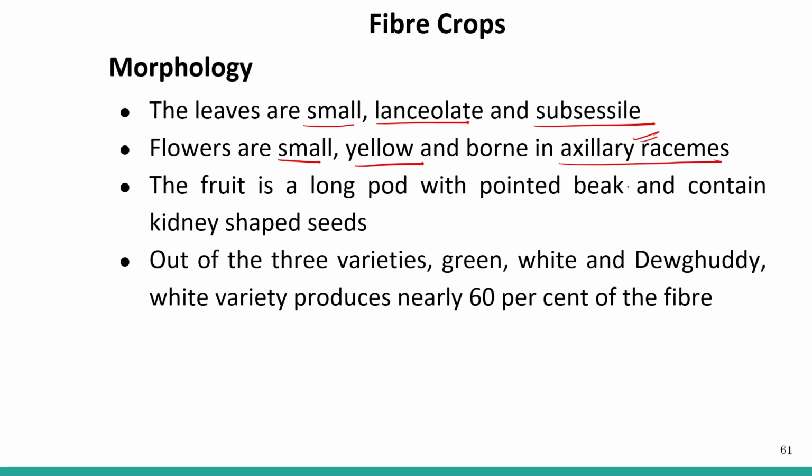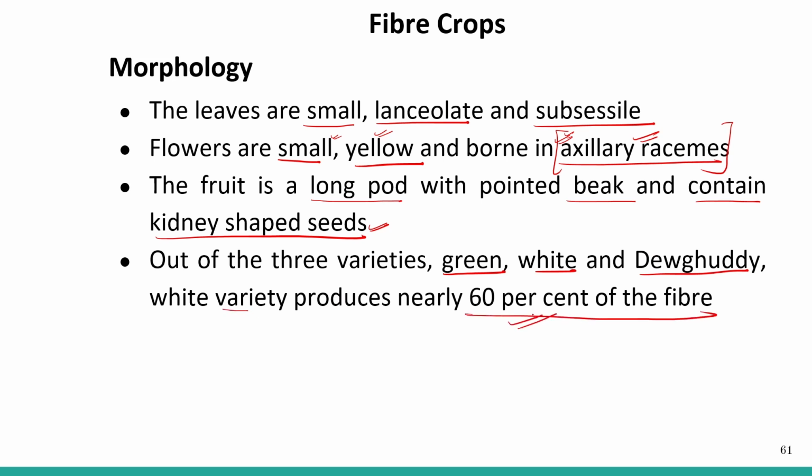In the previous slide, we just saw the type of flower they bear. They bear axillary raceme, the inflorescence found in this plant. Flowers are small and yellow in color. The fruit is a long pod with a prominent beak and contains kidney-shaped seeds. Out of three varieties, green, white and Dew Huddy, the white variety produces nearly 60% of the fiber.